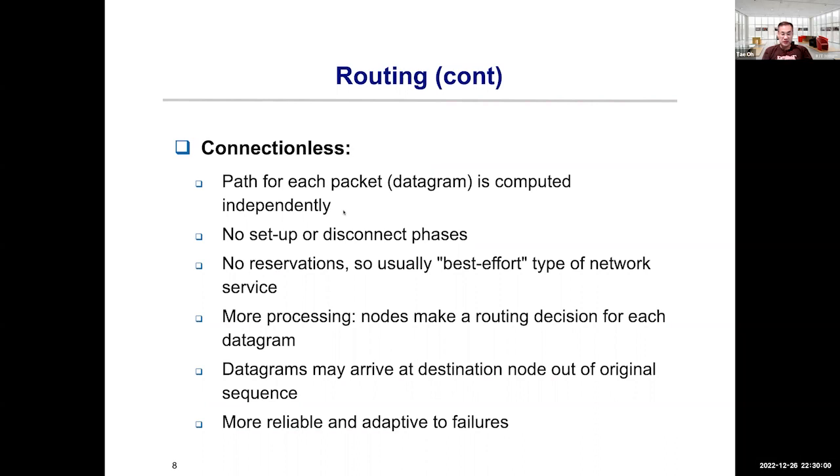Another thing is that the datagrams arrive at the destination out of original sequence. What this means is that you send packets 1, 2, 3, 4, but they could arrive as 2, 1, 4, 5, 3 or something like that, because it's not connection-oriented, which means it has not set the path. It's connectionless, so packets go in a lot of different directions and eventually arrive at the destination, because some packets could take a longer route compared to others.